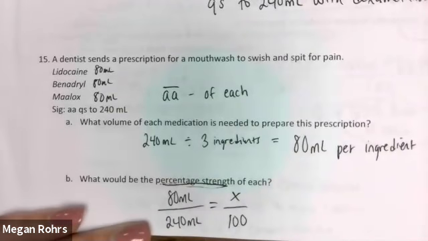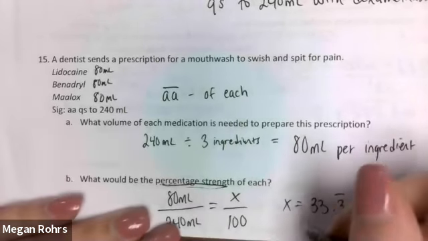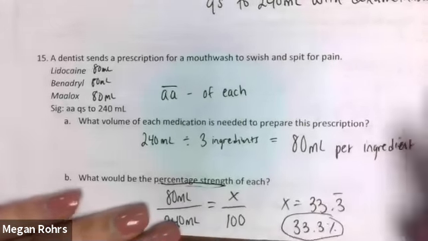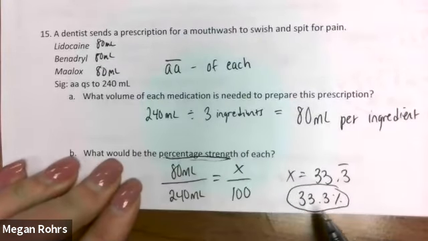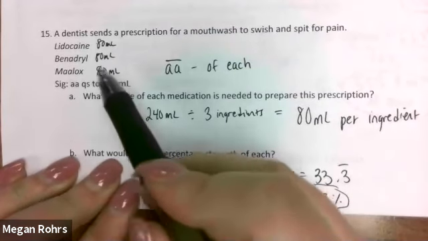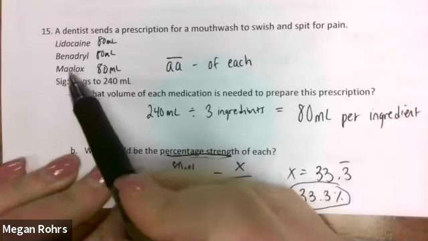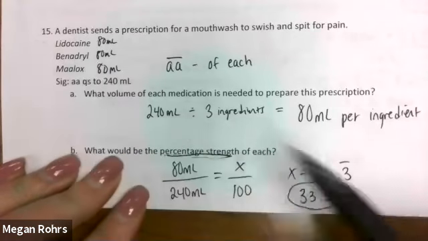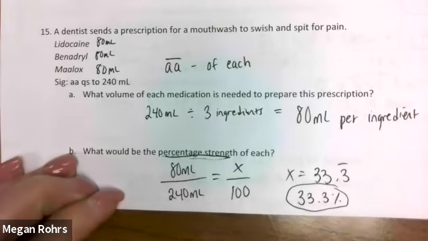So 80 times 100 divided by 240 leaves me with 33.3 repeating. So 33.3% here. And that makes sense because 33.3 repeating, if you take that times 3, that'll give you 100%. Okay, so each of these is 1/3 of the total volume, right? 1/3 in a percentage is 33.3%.